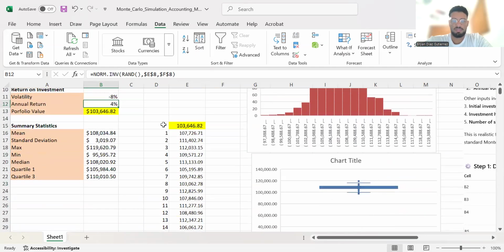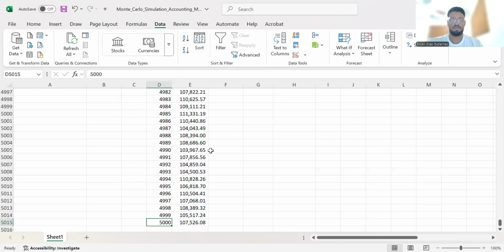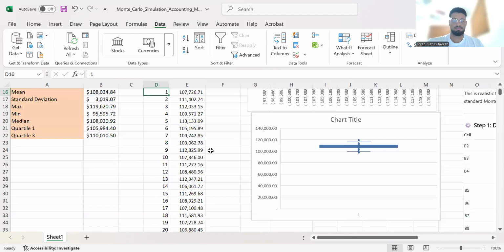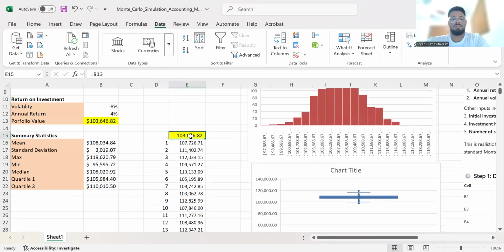And then here I used a one-way data table to run the 5,000 trials, if you can see here. And I use the portfolio value here. And the key, as I saw in one of the videos, is to use an empty cell. That's the way to get the correct answer after multiple trials. This is how I found that it worked for me.